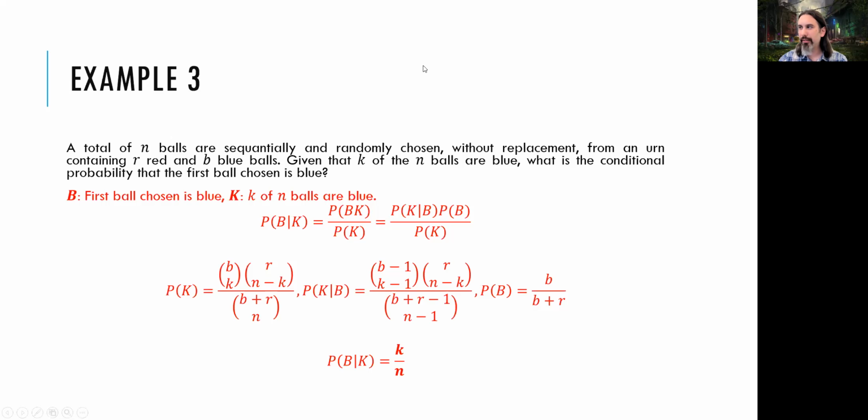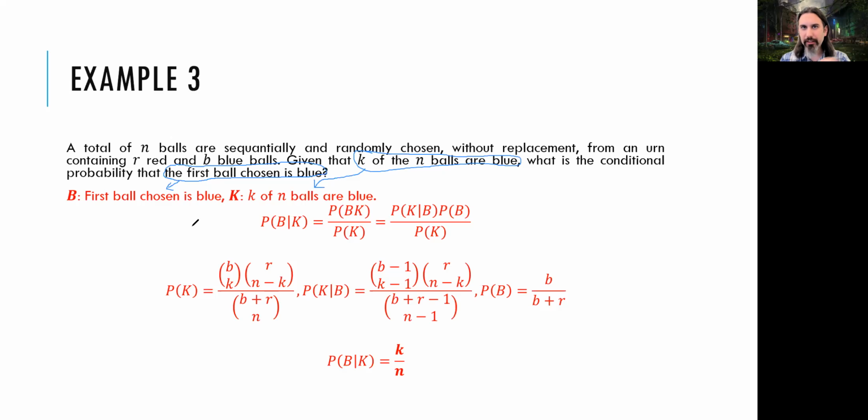It cannot be anything else. So we are saying that K of N balls are blue. This is an event. And yes, we have just given it capital K. This is an event now. What's the conditional probability that the first ball chosen is blue? Again, conditional probability, we are finding an event again. The first ball chosen is blue. Another event right here. And this is how you find them, from the sentence.